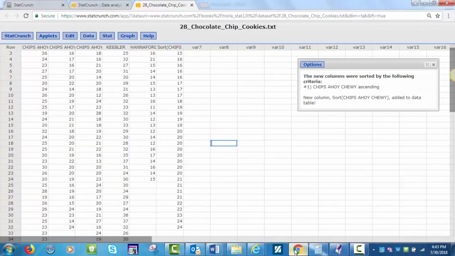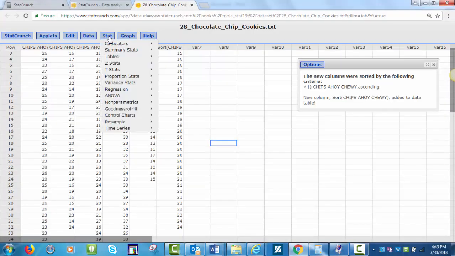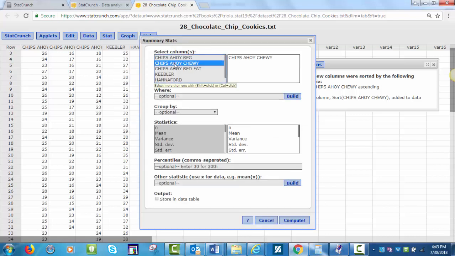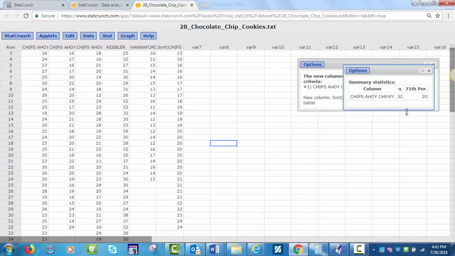Now, I can actually check this. If I go to Summary Stats on the columns, and go back to the Chewy, all I really want to do is check whether that really is the 71st percentile. So if I put in 71 here and compute, it comes up to be the number 20, which was in fact the number that I was using down here. So I have a way to check it.